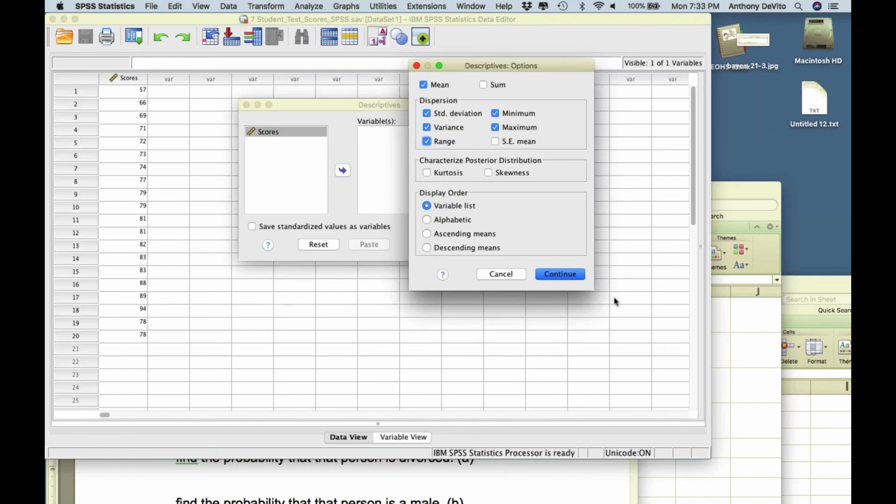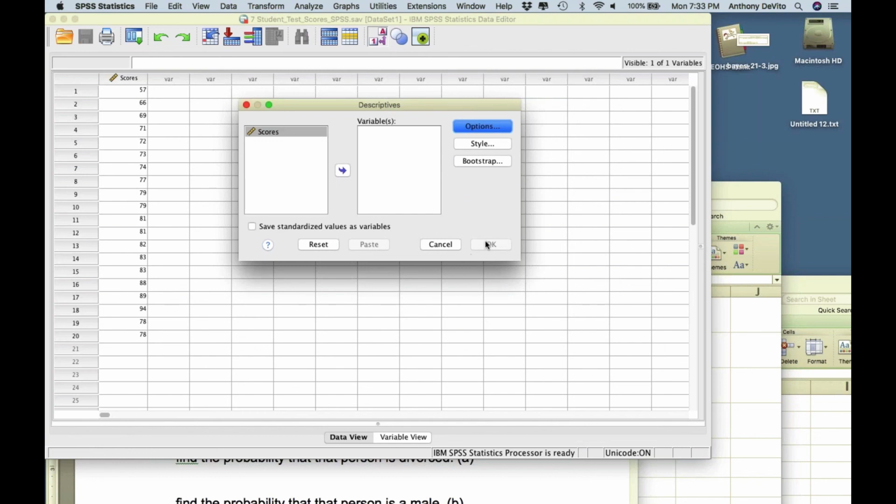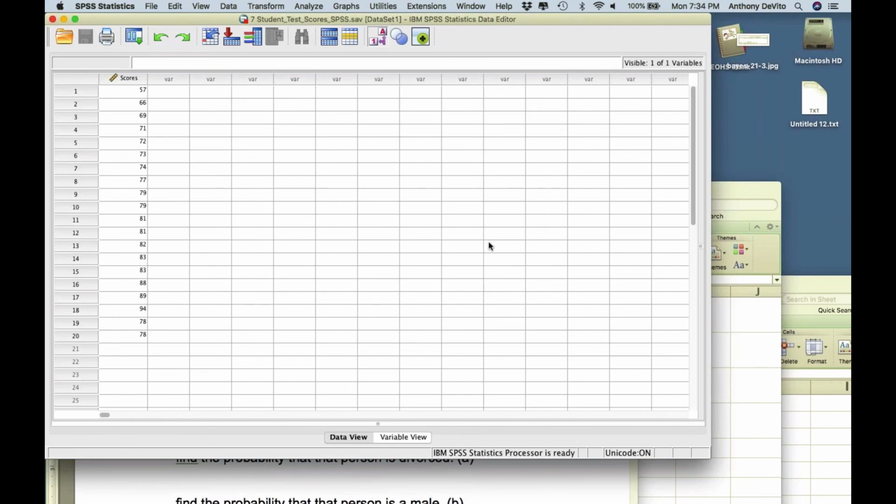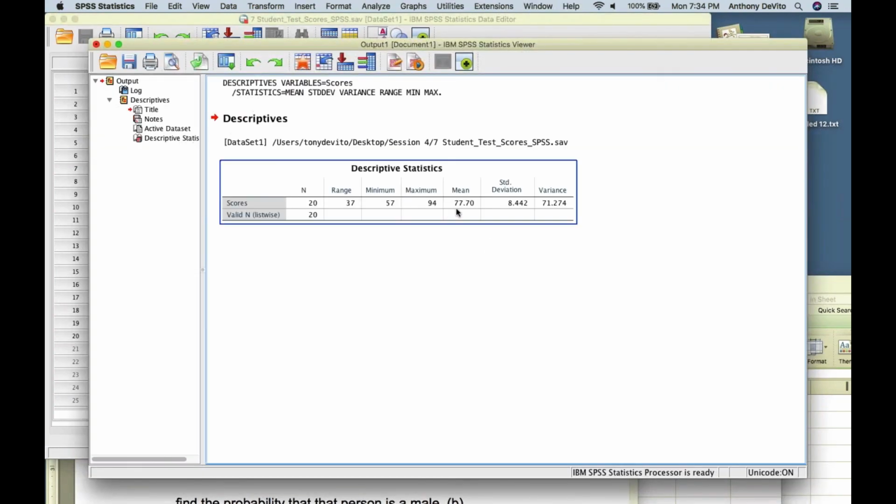You may notice that's not one of the choices here. There's a lot of stuff that's not here. If I click OK, my output, oops, I didn't move the variable in. If I click OK, the output window opens up and it gives me some basic statistics: the minimum, maximum, the range, the mean, standard deviation, the variance.